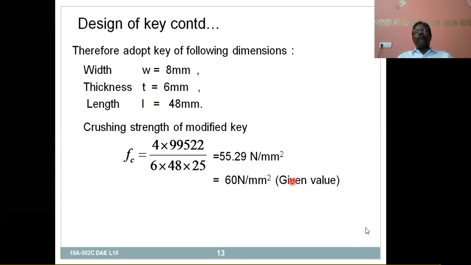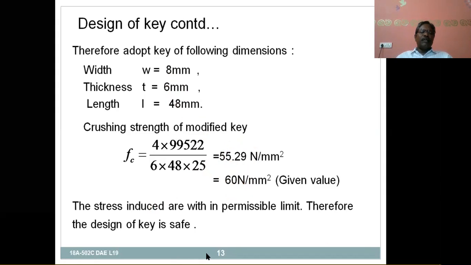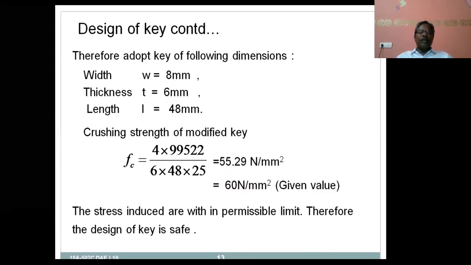So like this you have to modify whenever there is a possibility of failure in any of the parts, either it may be the flange, or it may be the hub, or it may be the key, or it may be the bolt also. In such cases, you have to change the dimensions and check the stresses once again. Okay, now after changing the dimensions, you got this value of crushing strength, which is less than the permissible value. The stresses induced are in the permissible limit, therefore the design is safe.